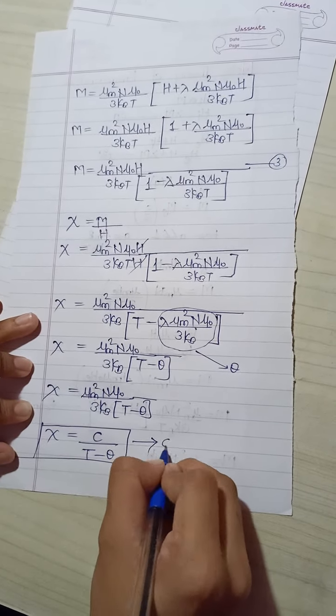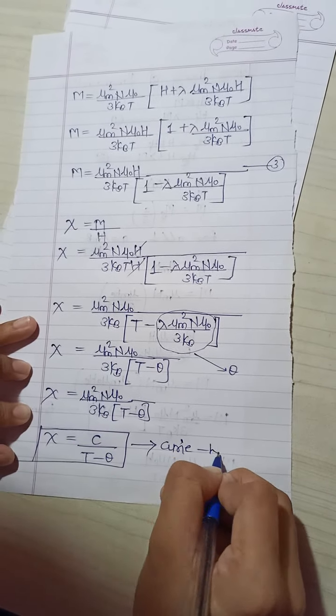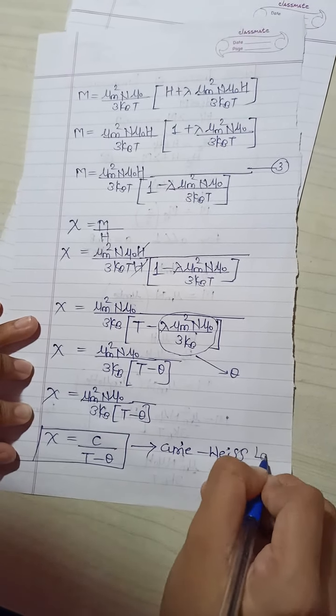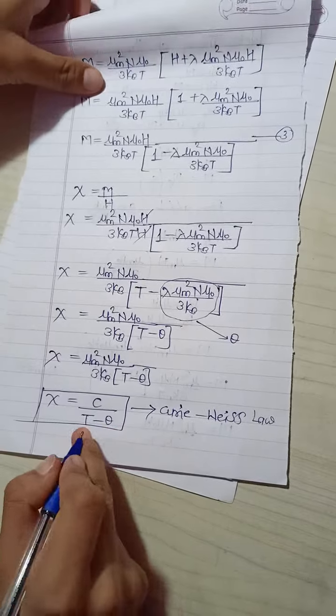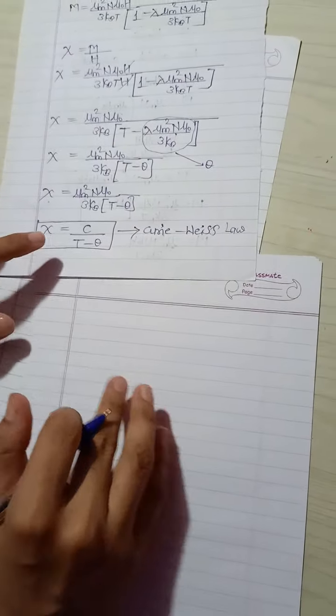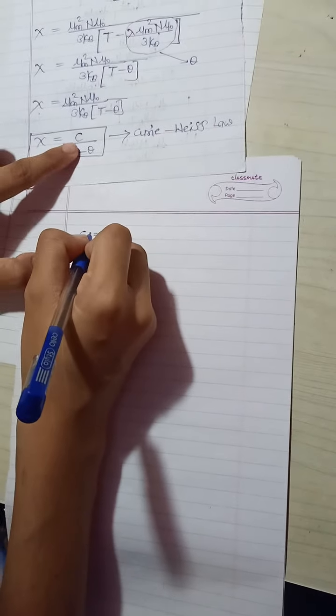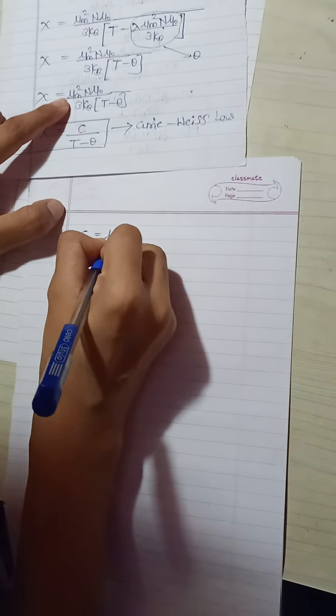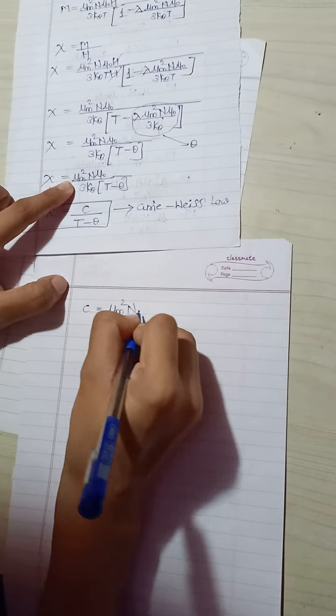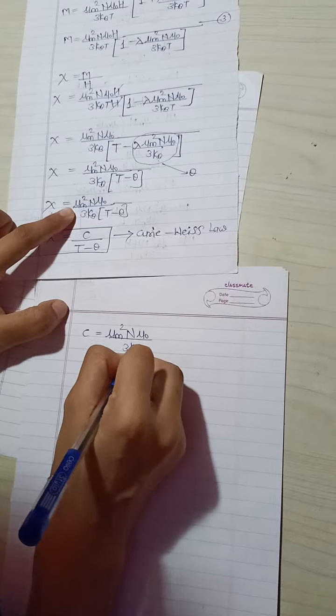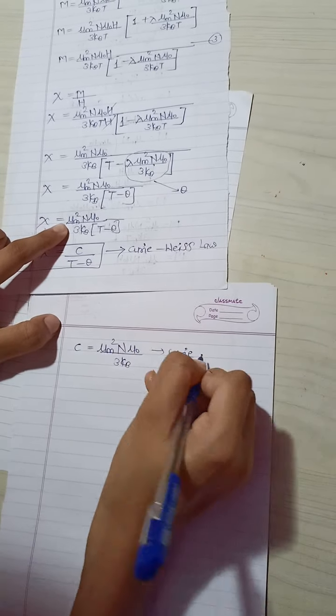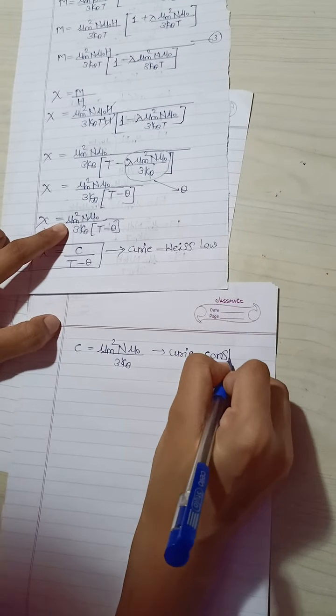This equation is known as the Curie-Weiss law, where C is the Curie constant. We know the value of the Curie constant is mu_m squared n mu_naught upon 3 k_B, from Langevin's classical theory of paramagnetism.